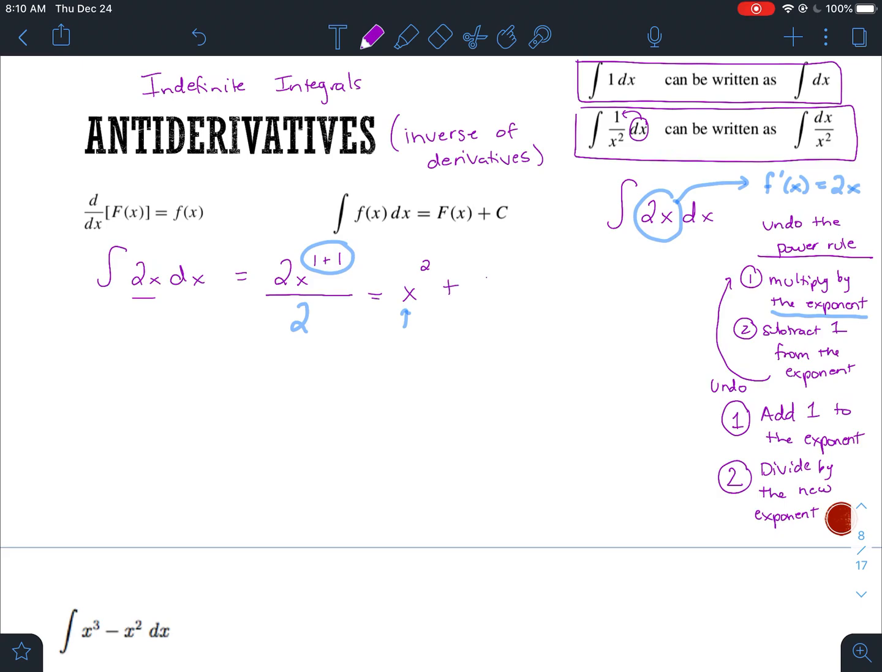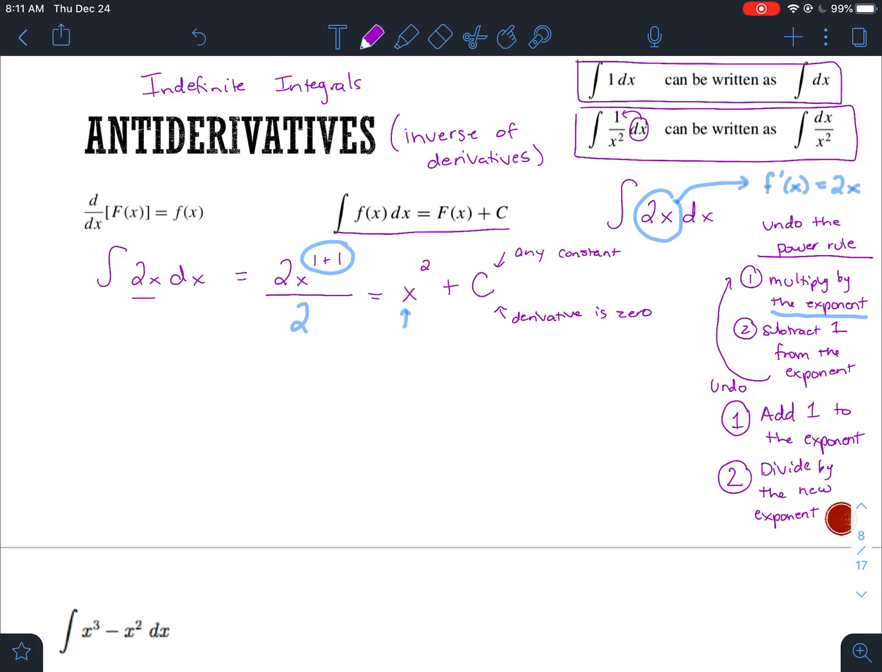I have to add a constant c to represent any constant that could have existed. So now, notice, if we take the integral of little f of x dx, we get big F of x plus c. And if that c represents any constant, what happens if you take the derivative of any constant? The derivative of any constant is 0, so it goes away. So to represent any constant that could have existed on the original function, you have to add a c when you do the indefinite integral.